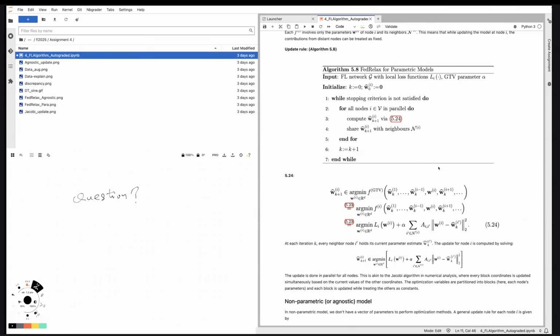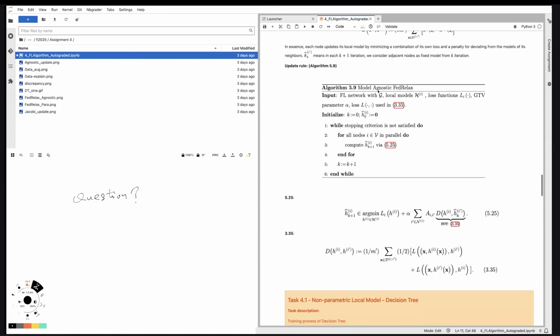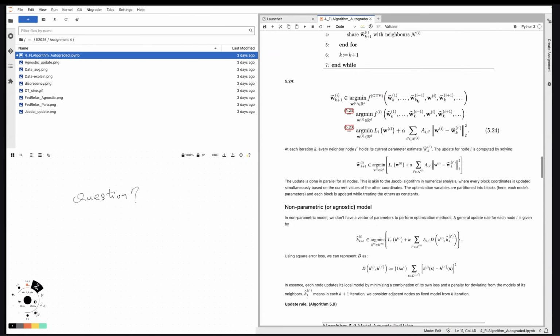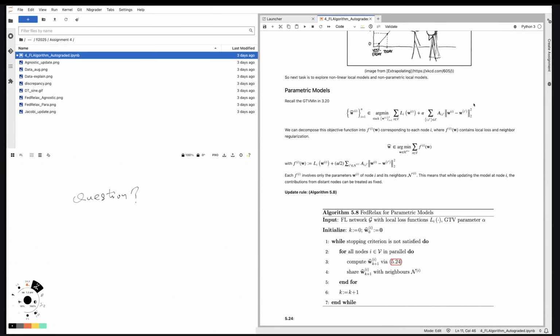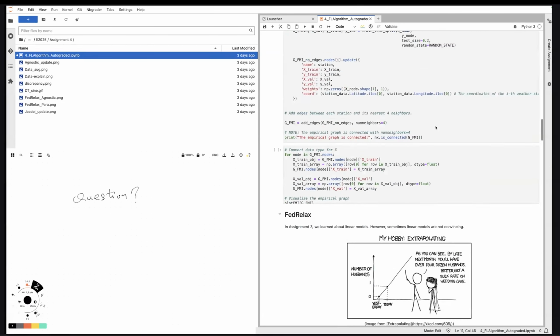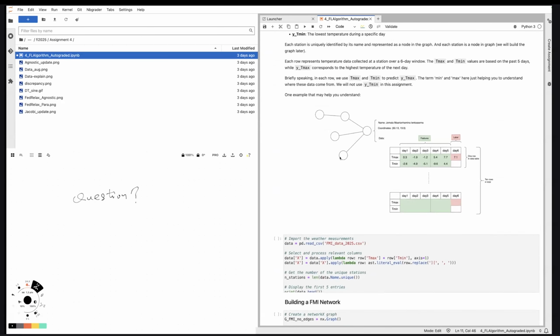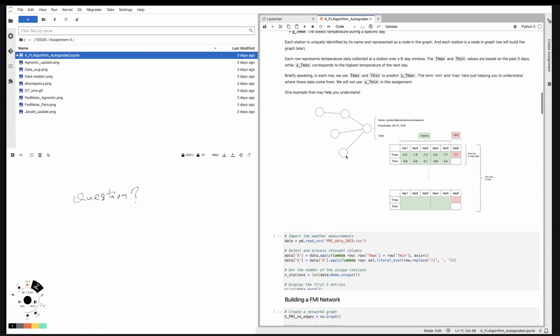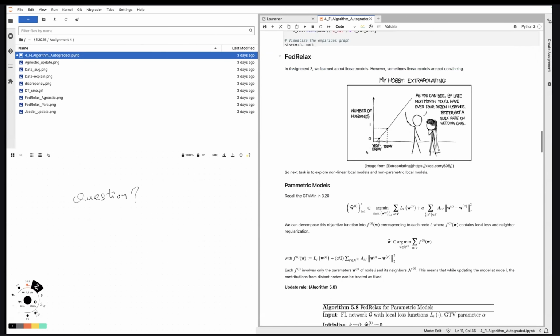So we need to compare two models. But if we don't have these parameters, then how can we compare these two models? That's why we use this model agnostic federated learning. The reason is that not all models have parameters that we can compare using this method. Another example is if two nodes use different models. For example, this node uses linear regression and this node uses some neural network. Then we cannot compare them using this Euclidean norm.